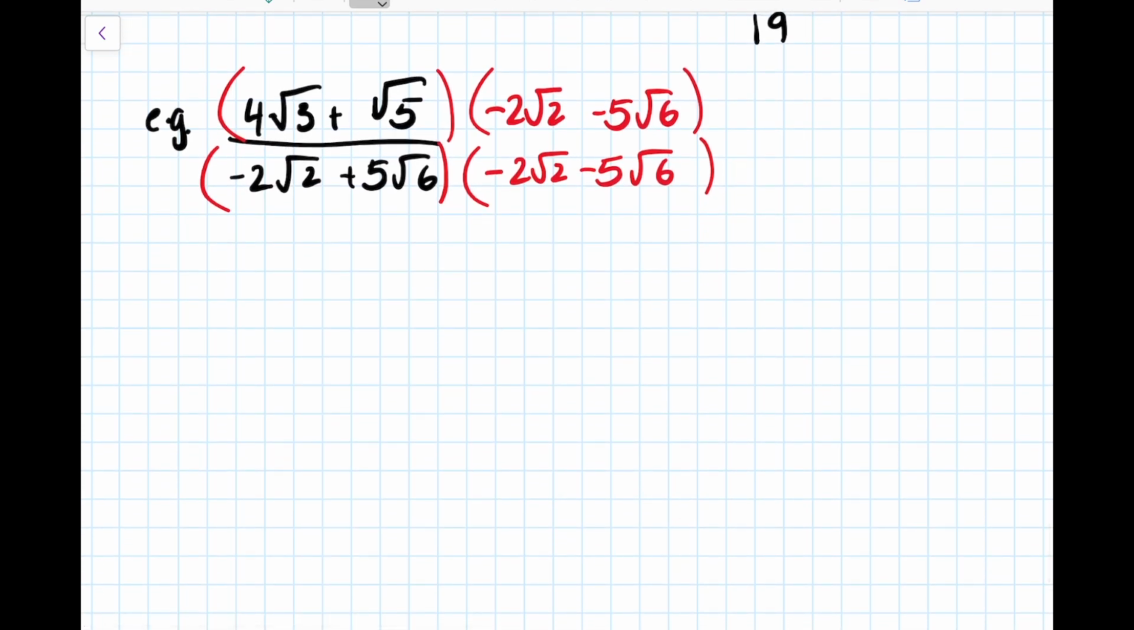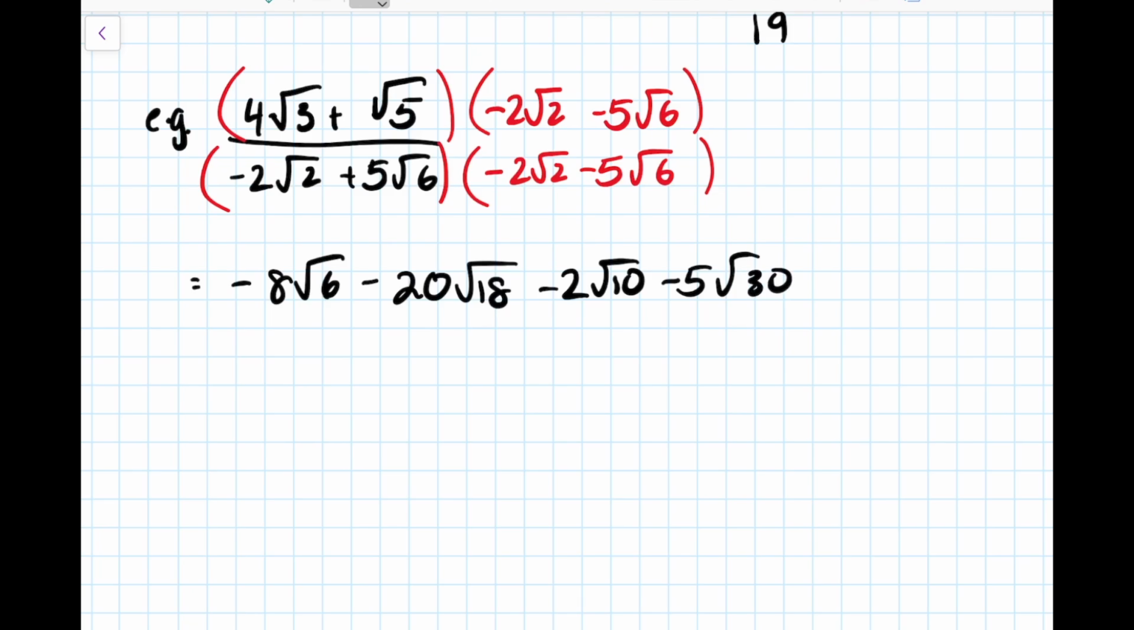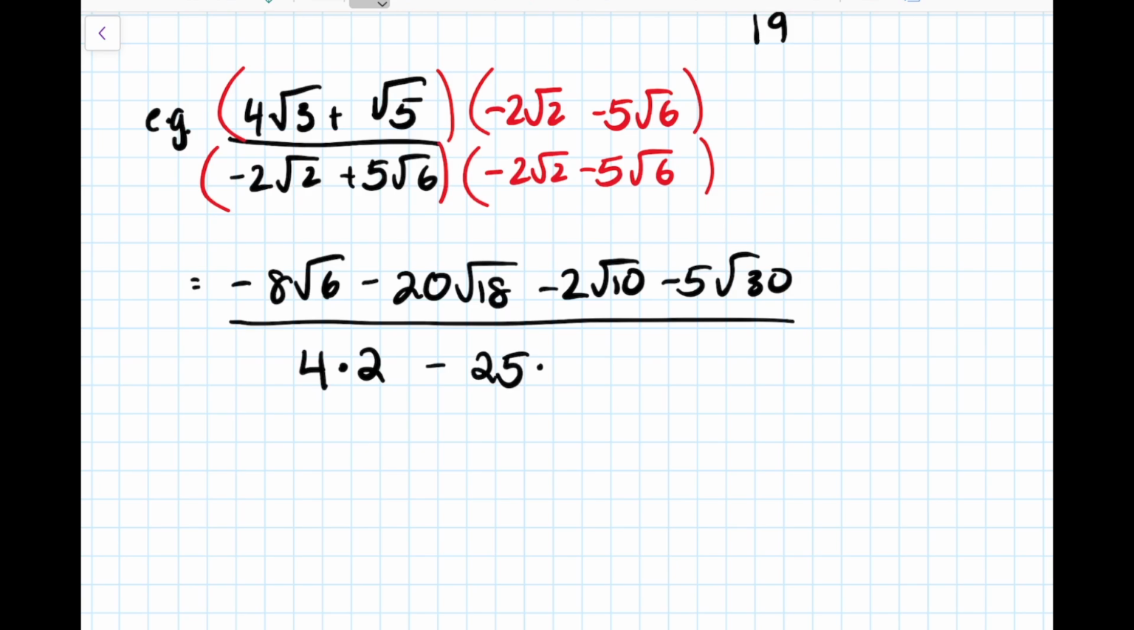So if we go through and we FOIL, on the top and the bottom, we're going to get negative 8 root 6 minus 20 root 18 minus 2 root 10 and minus 5 root 30. On the bottom, negative 2 root 2 times negative 2 root 2 is just going to be 4 times 2. And I'm going to skip the middle terms because I know they're going to cancel out. The 5 root 6 and the 5 root 6 is going to get me negative 25 times 6.